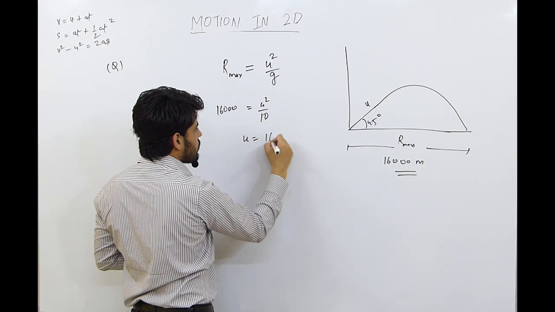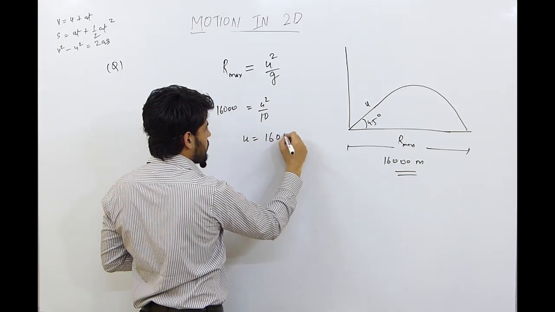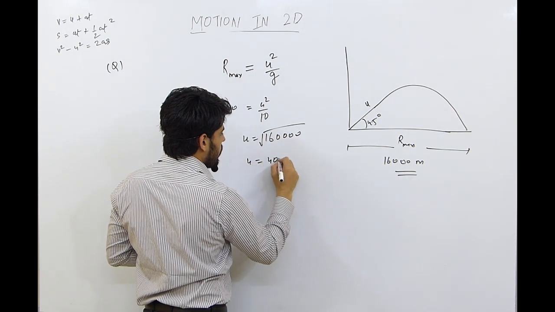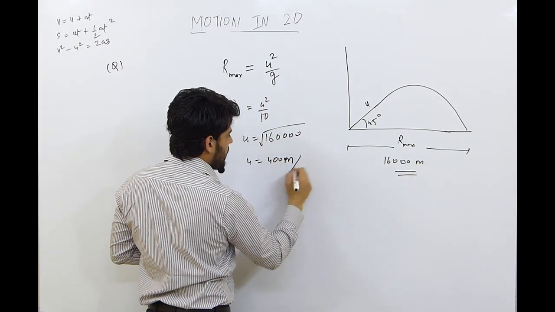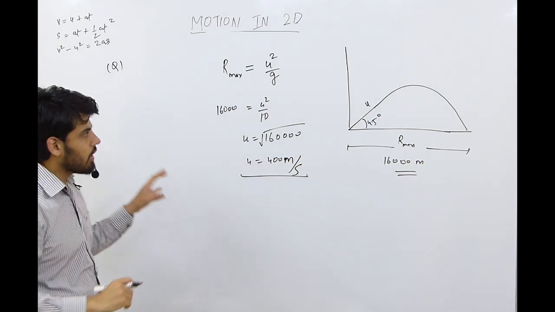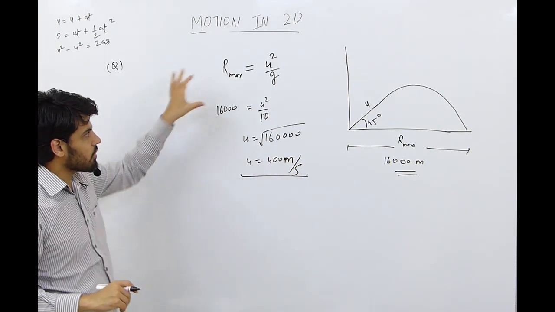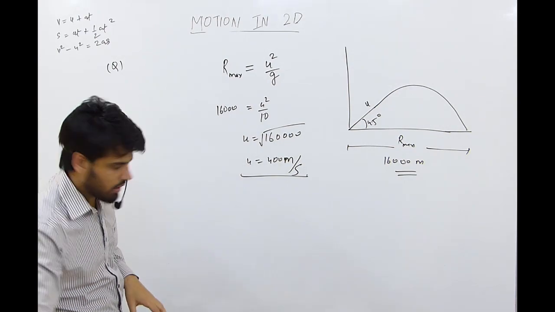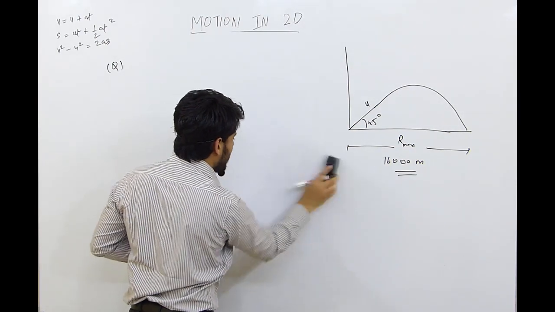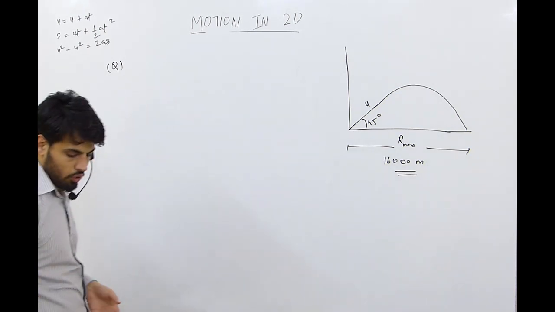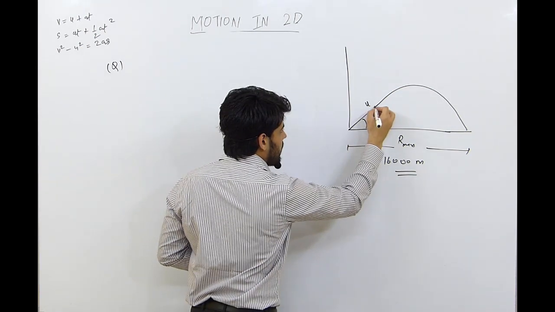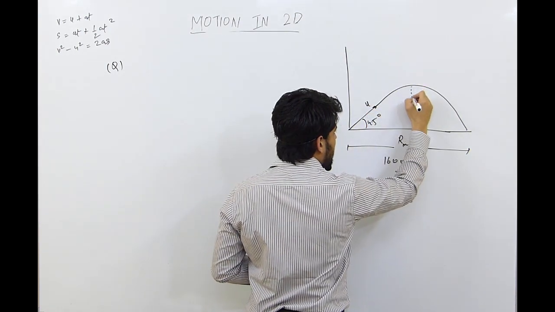So u is equal to the square root of 1,60,000, and u is equal to 400 meters per second. That is easy and can be used in the examination, because if you remember the formula you can just directly put the values in the formula and the answer will be arrived. Now if you don't remember the formula, then how are you going to solve it? Then it will be a little bit lengthy.